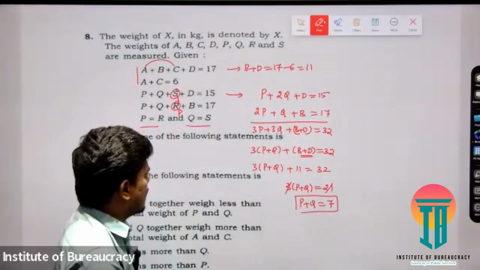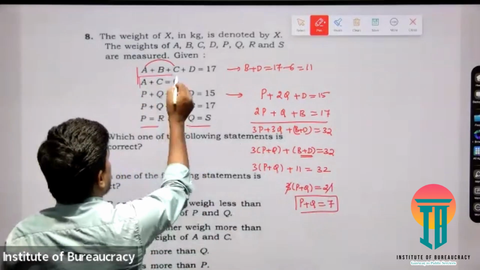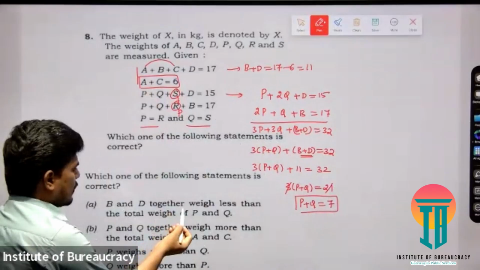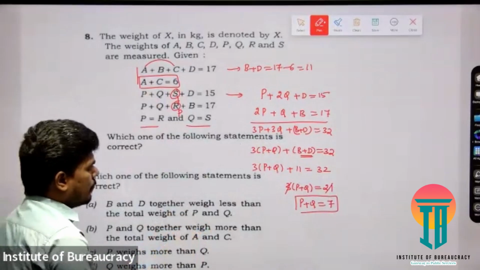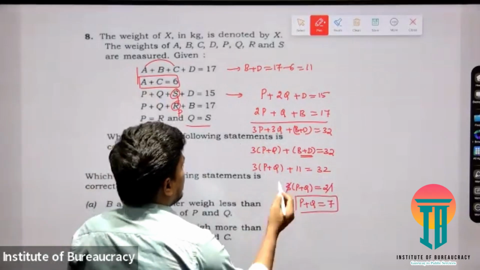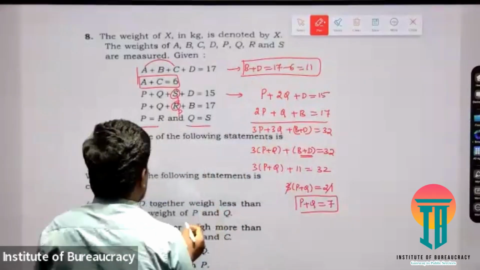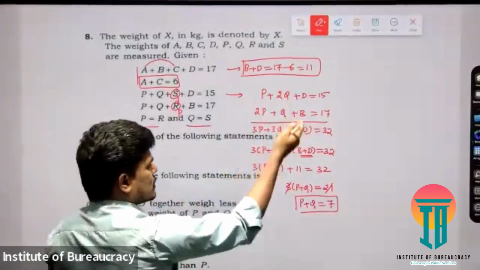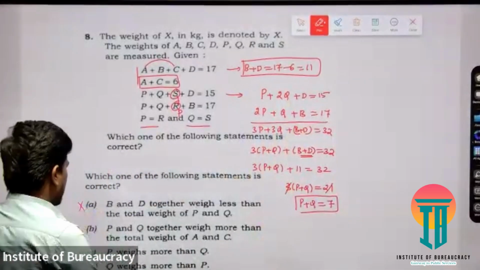P plus Q is 7. Okay. And A plus C is 6. Now you go for the option. B and D together weigh less than the total weight of P and Q. B and D, what is B and D? B and D is 11. They say BD value is less than PQ value. No, BD value is more than PQ value. Therefore, this is a wrong statement.